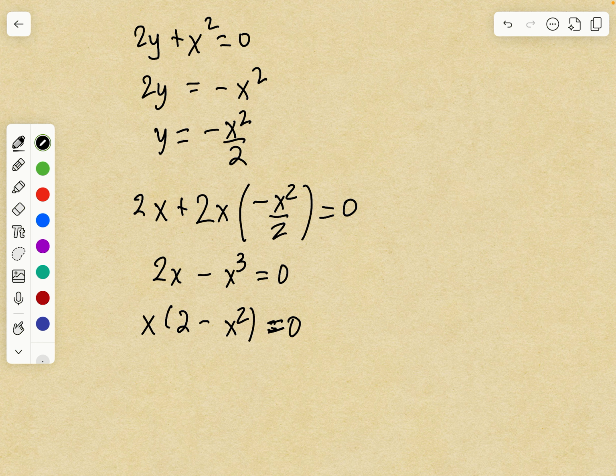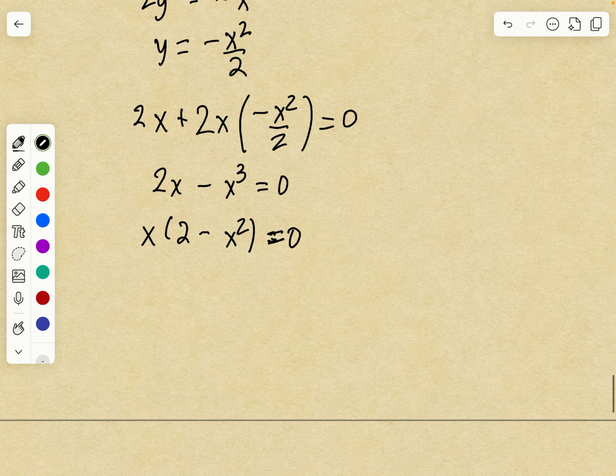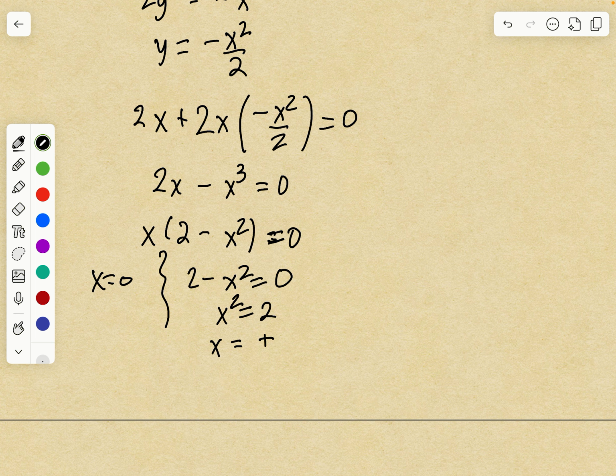Remember, you don't want to divide both sides by x. If you took 2x minus x cubed equals 0 and divided both sides by x and got 2 minus x squared equals 0, you would end up missing the critical point where x is 0. When you divide by something involving a variable, you have to be super careful not to divide by 0. So that's why it's better to factor the x out instead of dividing both sides by x. So now you have x is equal to 0, or 2 minus x squared is equal to 0. Well, if 2 minus x squared is equal to 0, then x squared is 2, and so x is going to be plus or minus root 2.